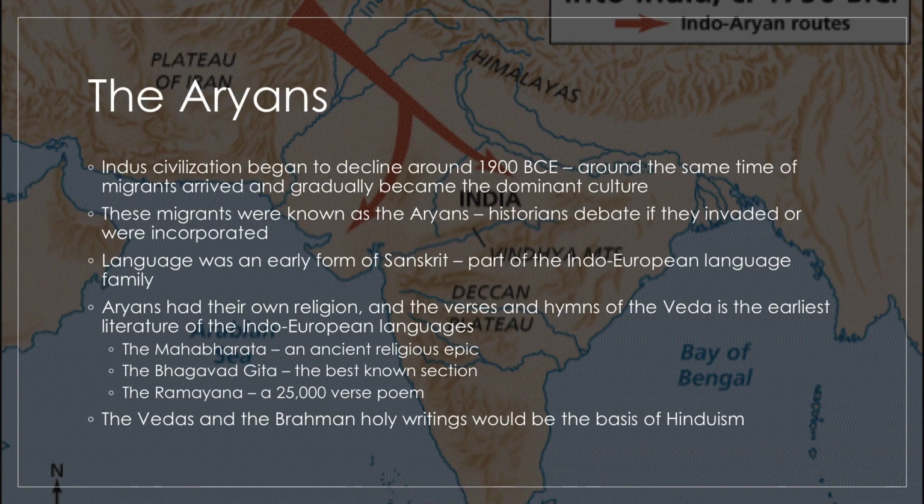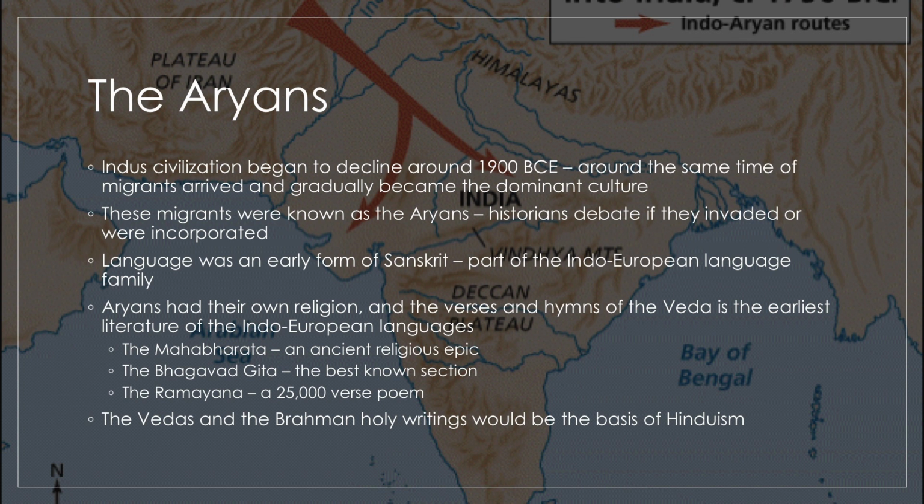Somewhere around 1900 BCE, the Indus Valley civilization started to decline. This was around the same time that a group of migrants began arriving from the Iranian plateau, and they were known as the Aryans. Now, it's not sure if these Aryans came and integrated themselves into society, gradually becoming the dominant culture, or whether or not they invaded and conquered.